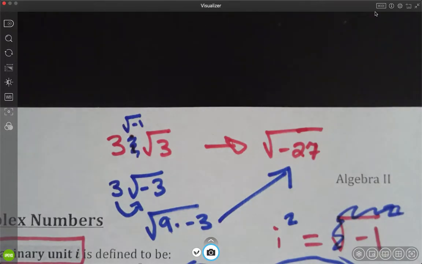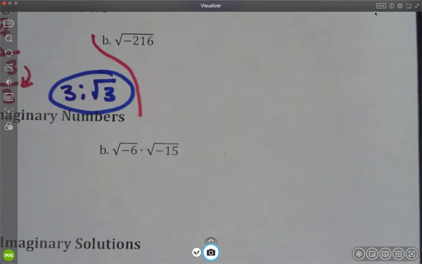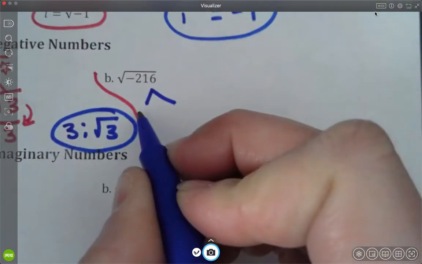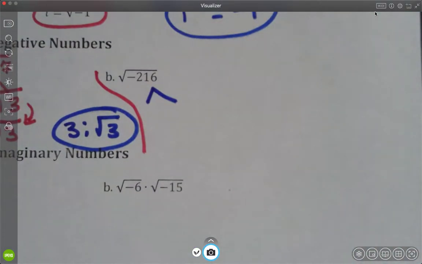Wait, but if I gave you the problem 4i square root of 2, you'd be able to figure it out? Yes. So what is it? I guess 4i square root of 2 would be the square root of negative 32.